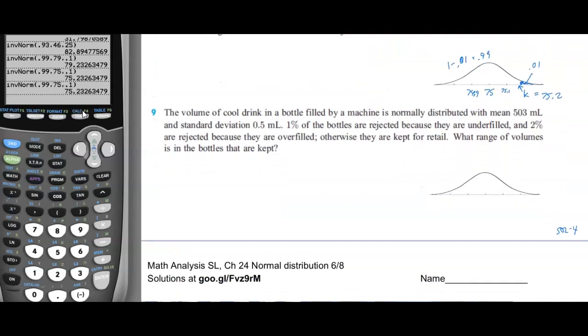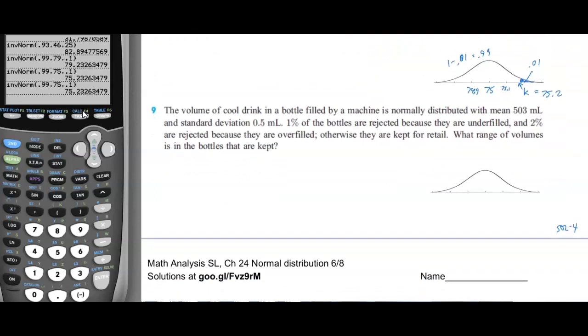All right, last problem, number 9. The volume of cool drink in a bottle filled by a machine is normally distributed with a mean of 503 and a standard deviation of 0.5 milliliters. 1% of the bottles are rejected because they're underfilled. So that would be the bottles down here, 1%. And 2% are rejected because they are overfilled, 0.02. Otherwise, they're kept for retail. What range of volumes is in the bottles that are kept?